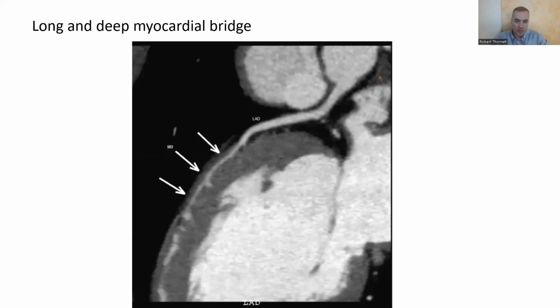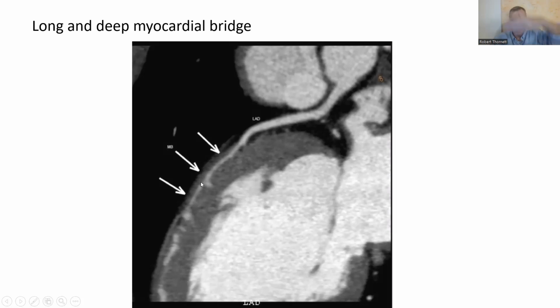So here's one. We've got some people on our site who had super deep and super long bridges, and here we're talking about it starts basically in the proximal area, the top part of the artery right here, right off the bat. The artery barely even starts before it goes into the heart muscle right here. And you can see it's deep. Why do we know it's deep? Because the gray heart muscle is on the outside of it, and there's a lot of heart muscle out here.